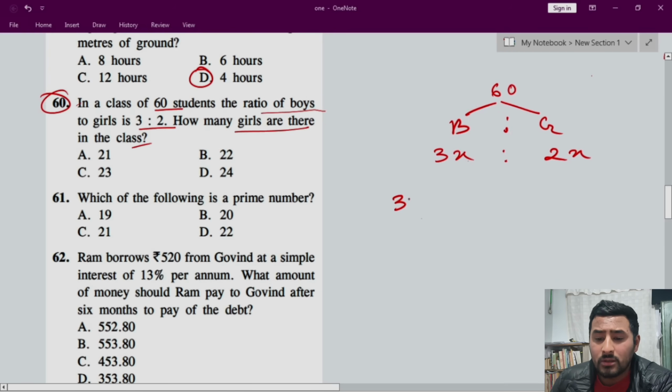So what are they saying? Ratio of boys to girls. How many girls are there in the class? So we have to find this one. How many girls are there? So total number.